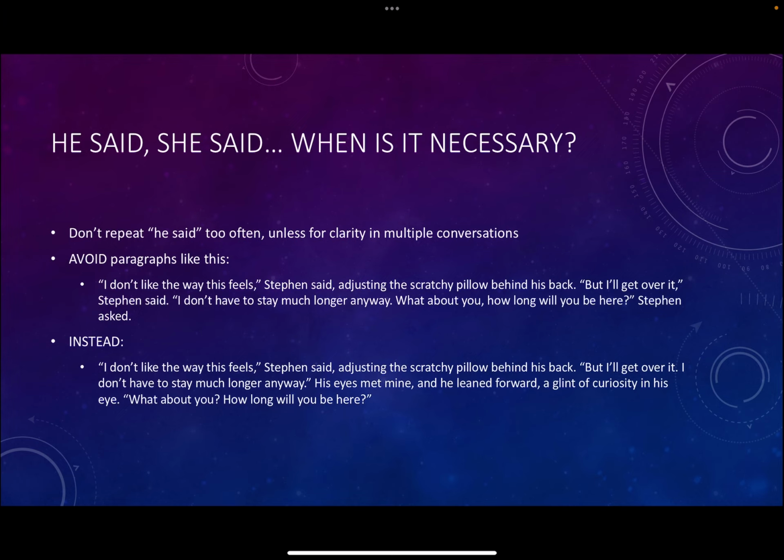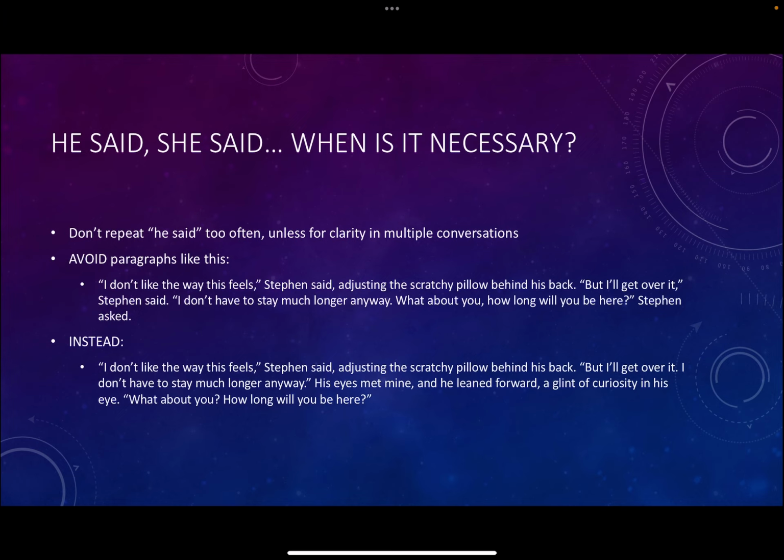In an attempt to make the text less confusing to the reader, a writer might accidentally find themselves writing the dialogue as too contextual, which could make it annoying to read. See this first paragraph. Notice how many times it repeats Stephen is the one talking? It's pretty obvious, isn't it? You would get it the first time.